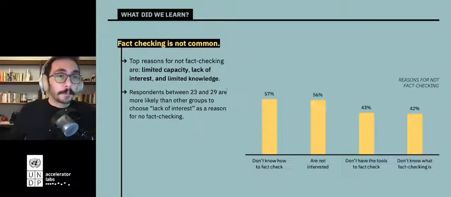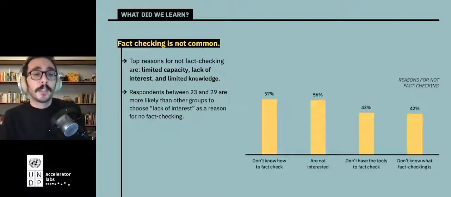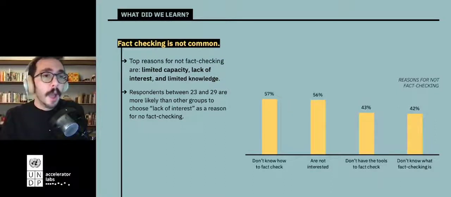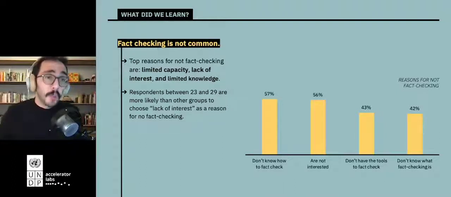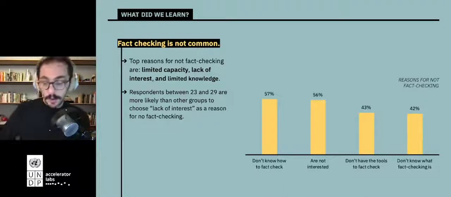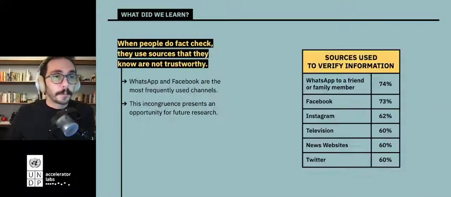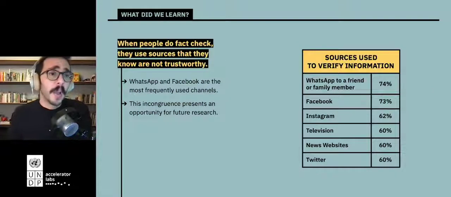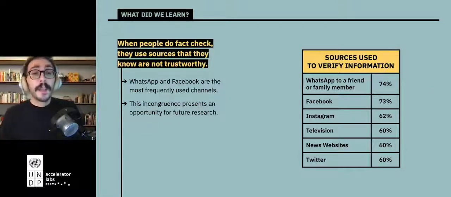to our respondents. Fact-checking is not common, and the top reasons for not fact-checking are limited capacity, lack of interest, and limited knowledge. Interestingly, respondents between ages 23 and 29 were more likely to state lack of interest as a reason for not fact-checking, which showed this kind of "I don't care" behavior. When people do fact-check, however, they use sources that they know are not trustworthy. We found this to be very interesting as well.